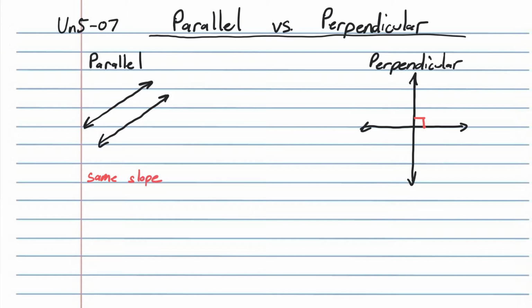Versus perpendicular. Perpendicular lines are lines that cross perfectly. They make that 90-degree angle. And the idea with slope there is that the slopes are not the same, but they're exact opposites of each other. We say in math that those are opposite reciprocal slopes.